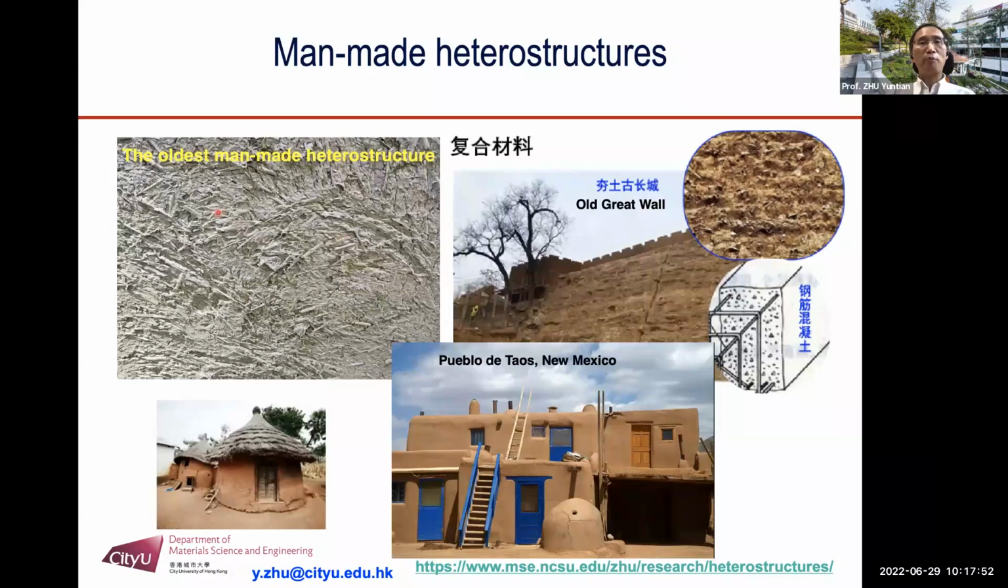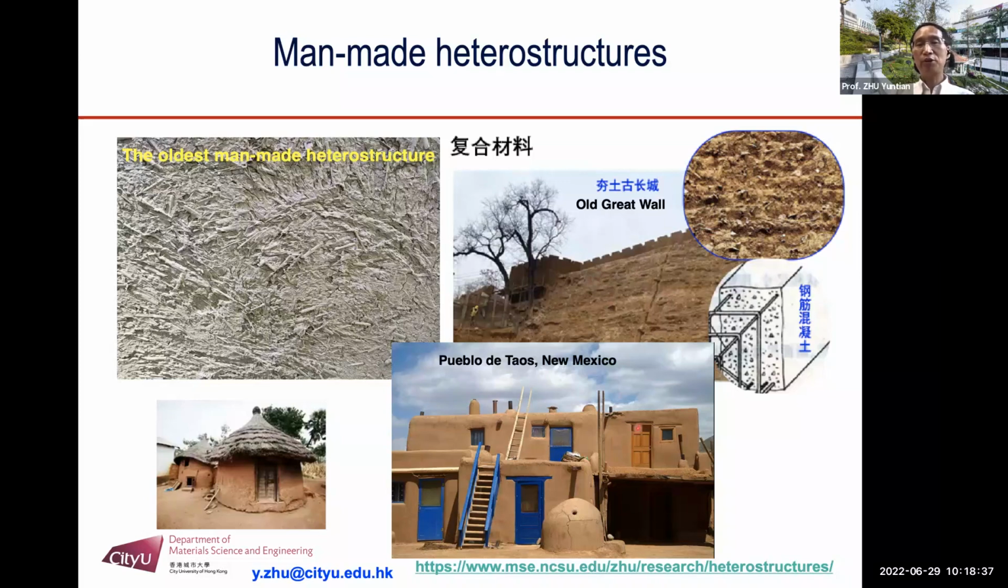There are also man-made heterostructures. The simplest is mud in straw heterostructure. It's a type of composite. This has been used for over 5,000 years by our ancestors. And this has been extensively used to make mud houses. In some parts of the world, they are still building houses with this type of material. In ancient China, they used this to make the Great Wall. Some of the Great Wall was made this way.